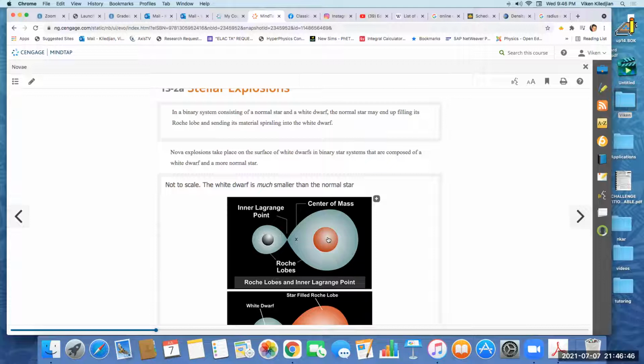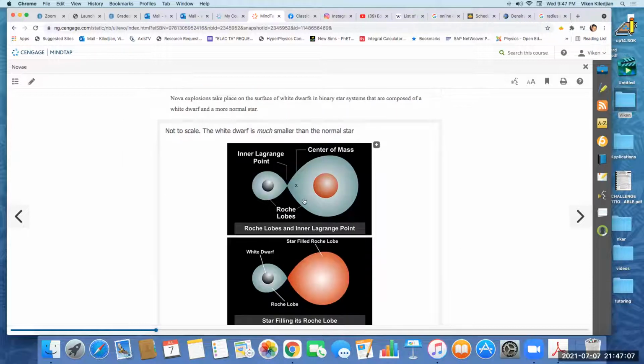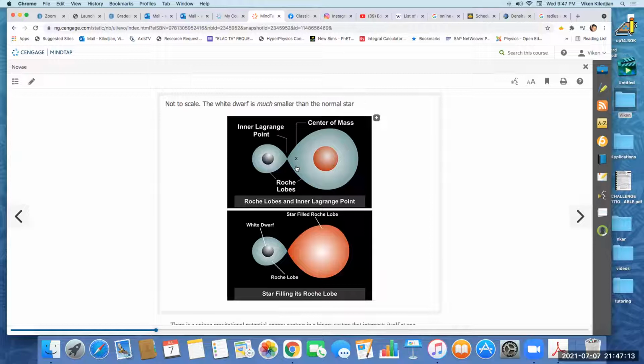So one of the stars needs to be already dead, which is the white dwarf. And then this one is starting to die, so it's going through its death process, turning into a red giant. So then what happens? The white dwarf is much smaller than the normal star. And then this is the Roche lobe and inner Lagrangian point. So when this star starts getting bigger and bigger and starts to fill its Roche lobe, then it starts to feed mass. The gravity of the white dwarf starts sucking material from its companion star.